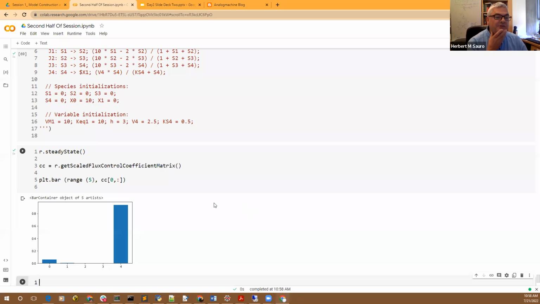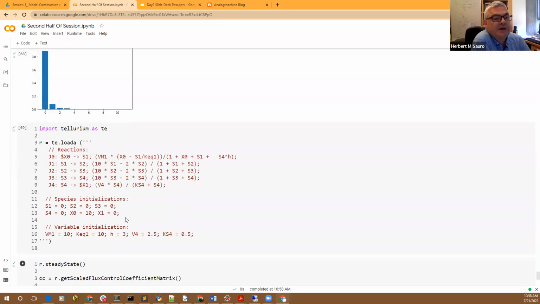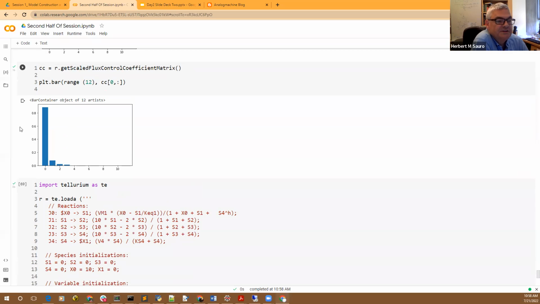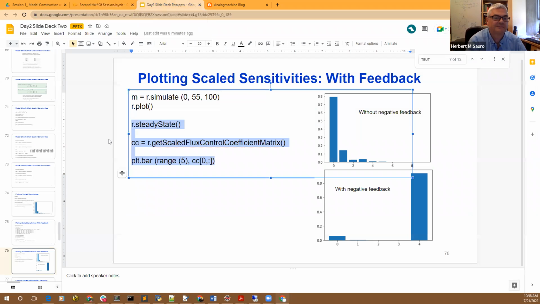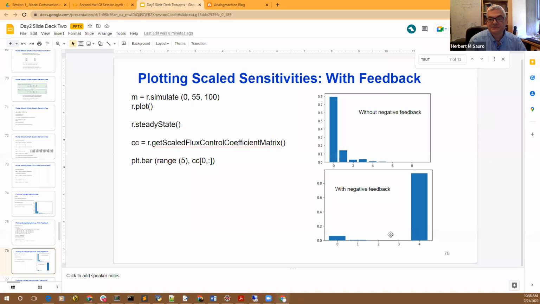Okay, so you see there's a completely different picture. Without negative feedback, a lot of the sensitivity appears to be at the front of the pathway, but with negative feedback, most of the sensitivity goes to the back of the pathway, the end of the pathway. So now if you're an engineer, there's no point engineering the start of the pathway; you should be engineering the end of the pathway. So you can study things like that, and it just gives you a summary without feedback, with feedback.